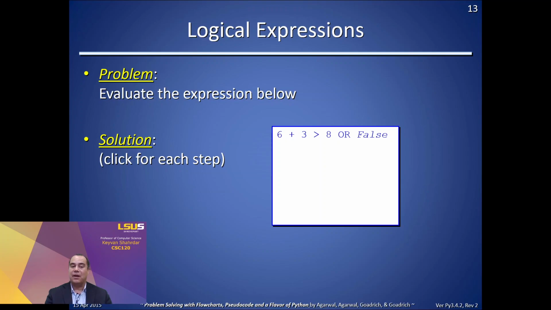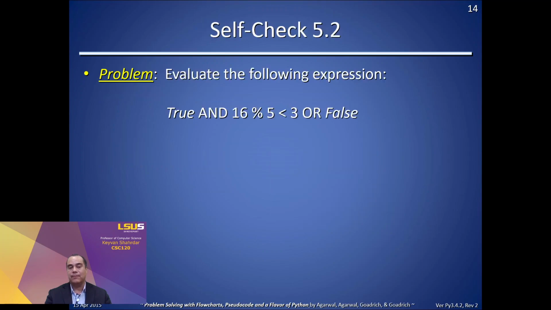In this equation, you're going to solve the numbers first. What are you going to do first? You're going to do the additive first. 6 plus 3 is 9. Is 9 greater than 8? Is that true or false? That would be true. And then true or false is always true, because whenever you have an or, if you have one true, it's always true.